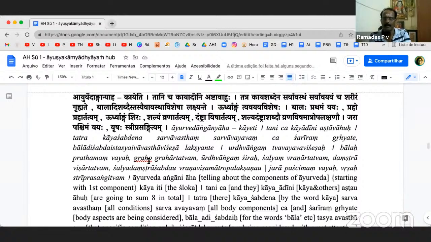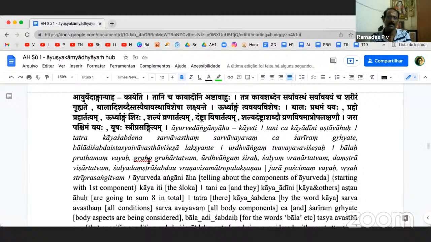Tatra kāyaśabdena sarvāvasthaṃ sarvāvayavaṃ śarīraṃ gṛhyate. Here the kāyaśabdena, with the kāyaśabda, sarvāvasthaṃ, all conditions, as well as sarvāvayavaṃ, all avayavas, parts, śarīraṃ cha gṛhyate. The whole body also is being taken from the word kaya. So kaya is a big word, a larger word, having the meaning of all the conditions, all the parts, all the limbs, as well as the sharira itself, to be taken from the single term kaya in the kaya bala graho urdhvāṅgaṃ. When you take the kaya shabda, it includes all these things, all the avasthas, all the conditions, all the parts of the body, as well as the body itself.